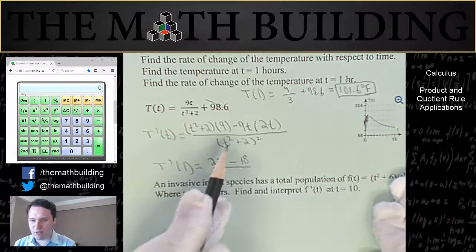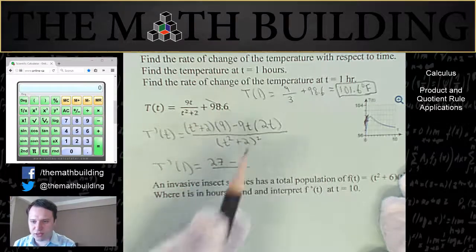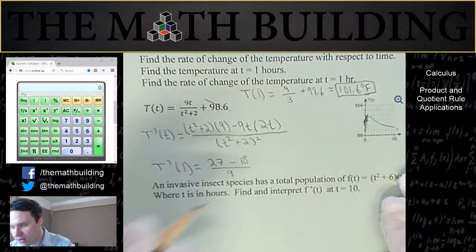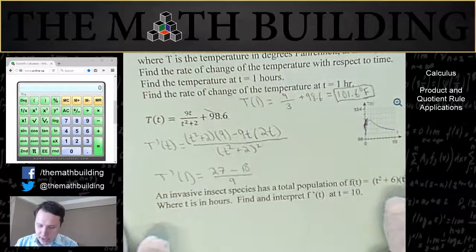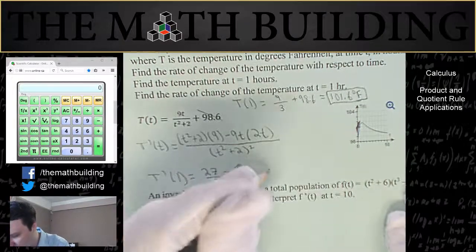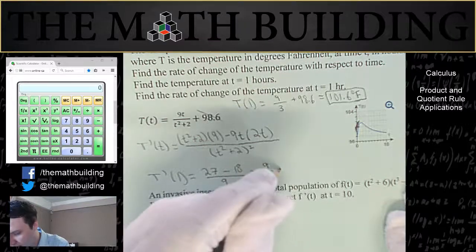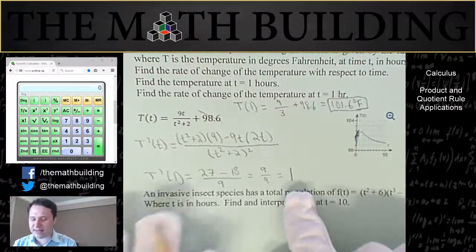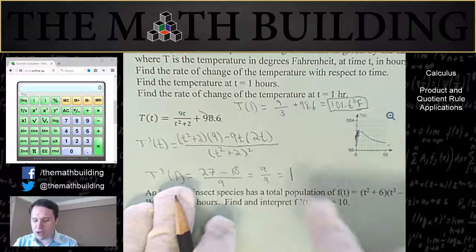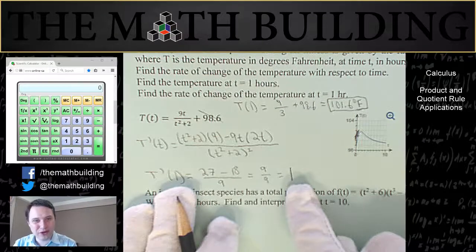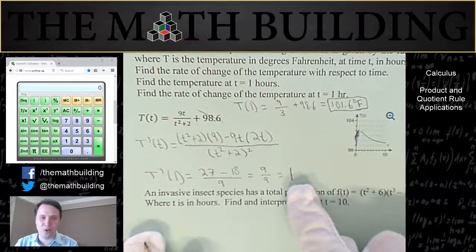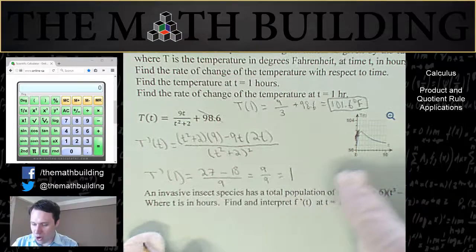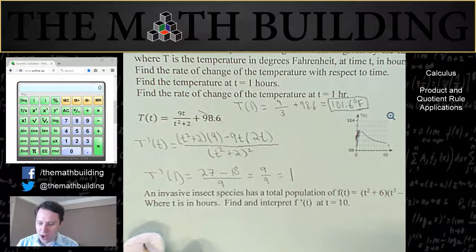Then on the bottom, I have 1 squared is 1, 1 plus 2 is 3, 3 squared is 9. So that's simplified pretty nicely. 27 minus 18 is 9, over 9 is equal to 1. So that means that at that hour, their temperature is increasing at a rate of about 1 degree an hour. So right here you can see the slope of that tangent line is 1, so they're still getting hotter.